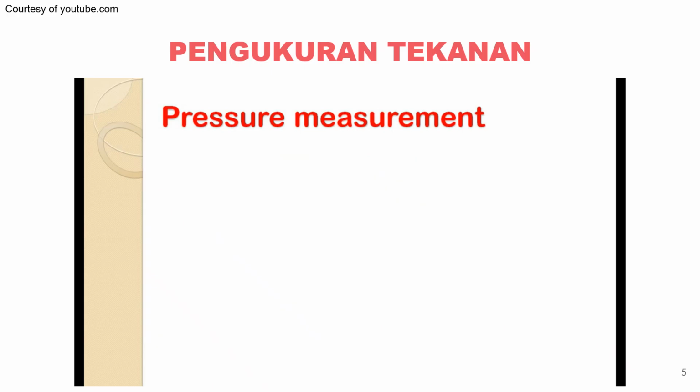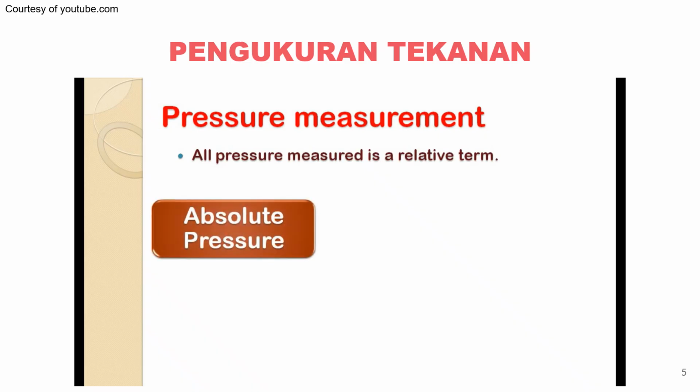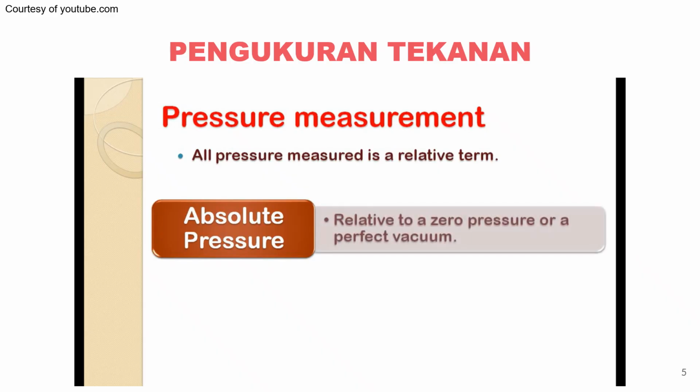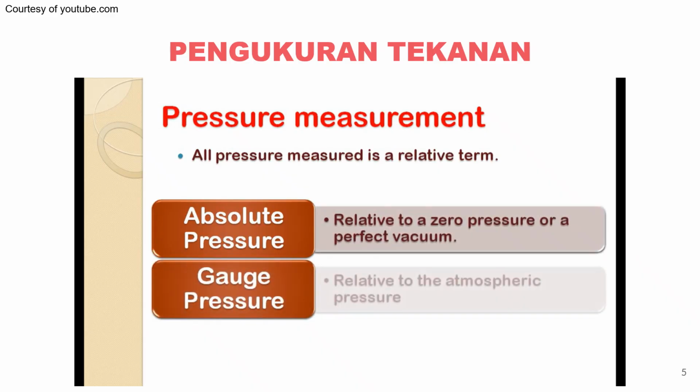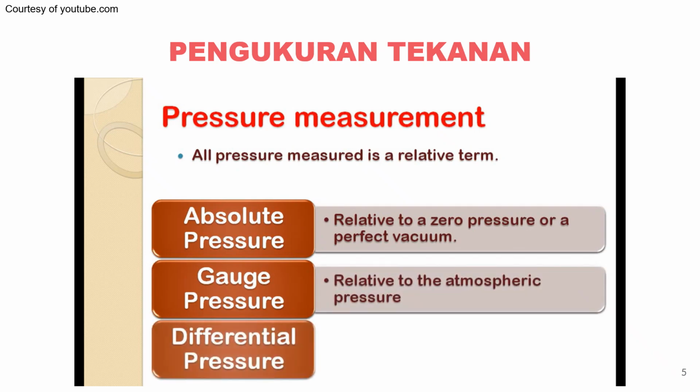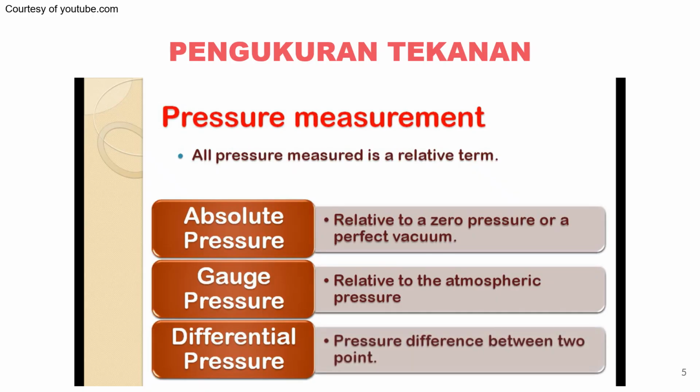The next term to understand is that all pressure measured is a relative term, depending upon which measured pressure is divided into three types, that is absolute pressure, gauge pressure and differential pressure. When pressure is measured relative to zero or a perfect vacuum, it is known as absolute pressure. When we measure a pressure relative to the atmospheric pressure, it is called gauge pressure. And when we measure the pressure difference between two points, it is called differential pressure.